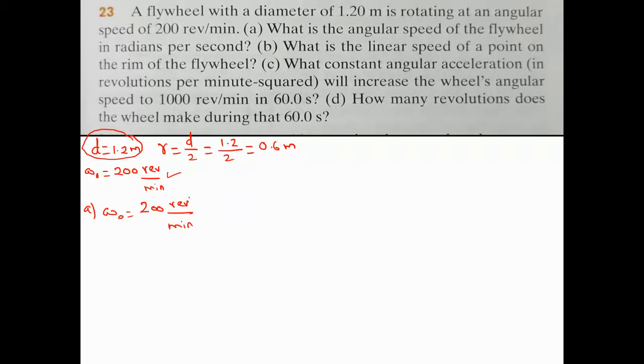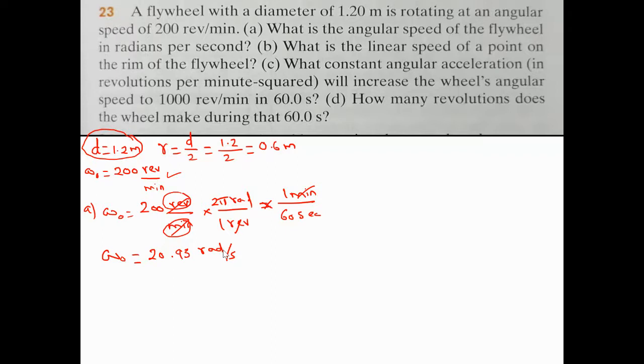Therefore, omega naught is equal to 200 revolution per minute. First I'm going to convert the revolution in terms of radian. As I told you, 1 revolution is equal to 2 pi radian, and then I have to convert the minute. Therefore 1 minute is equal to how many seconds? 60 seconds. Now you can see the revolution gets cancelled, the minute cancels with the minute, and finally you will get the angular speed in terms of radian per second as 20.93 radian per second. That means for the first question, you simply convert revolution per minute into radian per second. Understand? Yes, teacher. Okay.